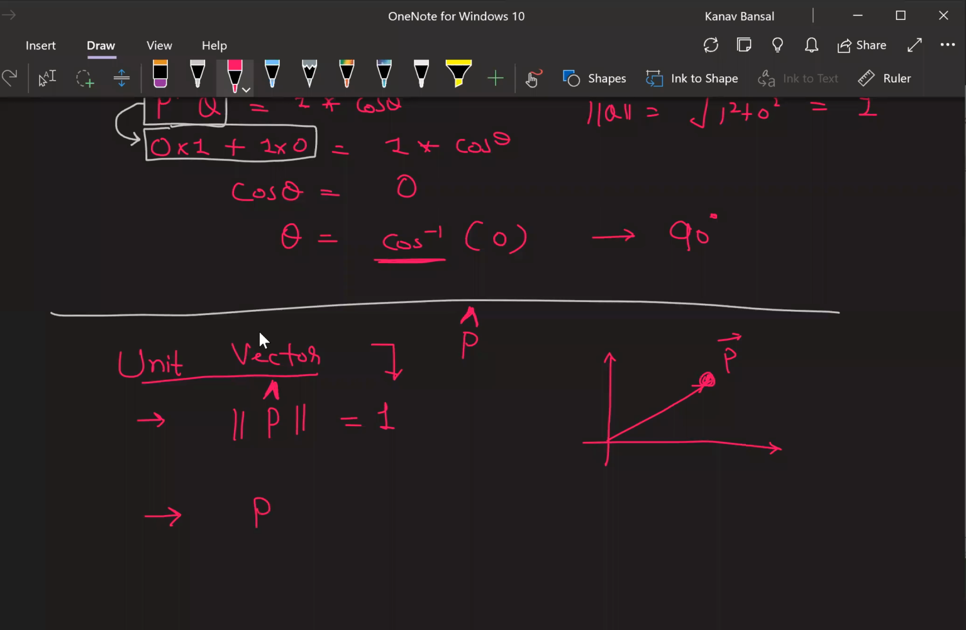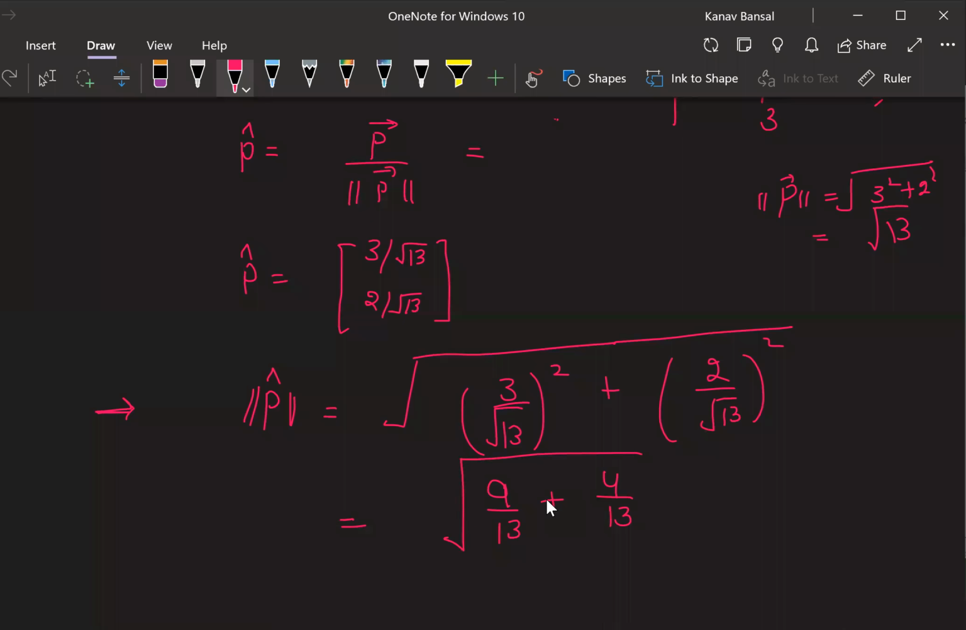Everyone agrees to this formula? We have already seen it, right? We have already seen it, the distance of a vector from the point, from the origin. This is going to be equal to under root of 9 by 13 plus 4 by 13, right? And this entire thing is going to be equal to under root of 13 by 13, and this entire thing is going to be equal to 1. Everyone agrees with this thing?